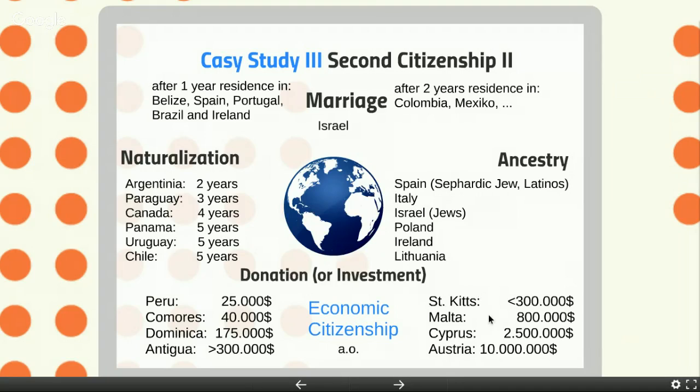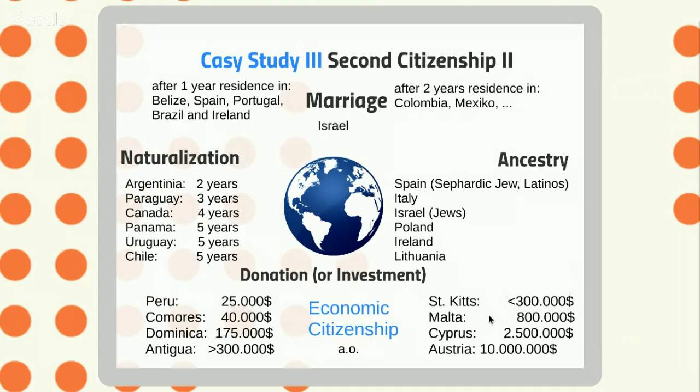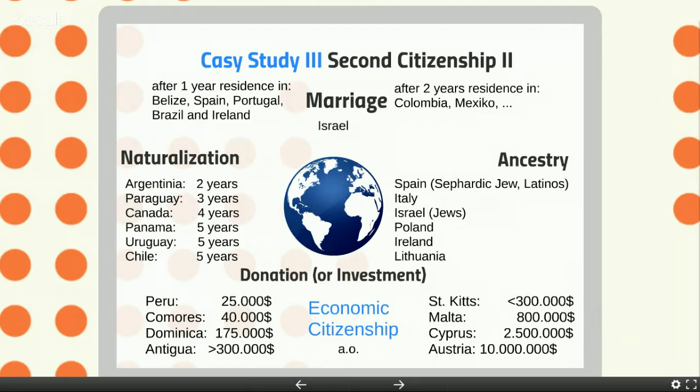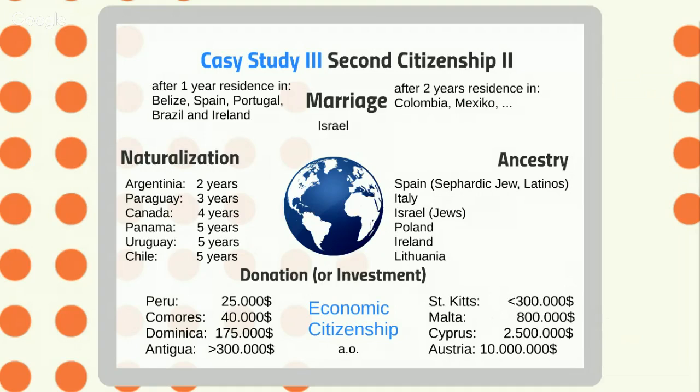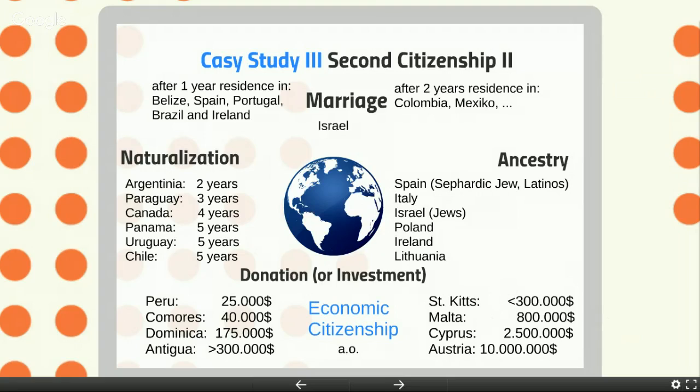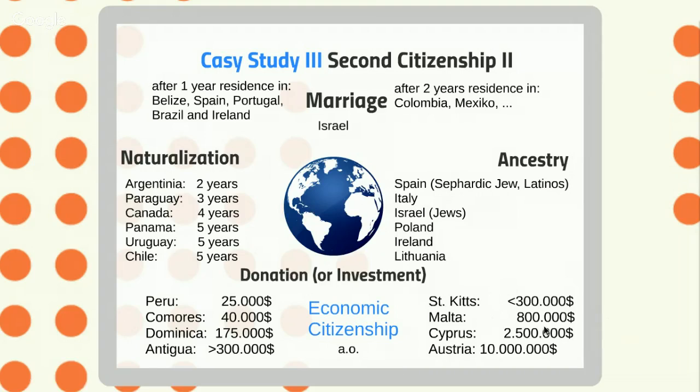St. Kitts, which is quite famous for that, but lately has some troubles, so you should really think twice about getting a citizenship there. Probably over $300,000. And there are also more upscale citizenships available in Europe. For example, I live on Malta, and Malta is very upfront about it. They sell citizenships. If you want to spend $800,000, you get the citizenship of Malta, and with Malta you get citizenship of the EU.